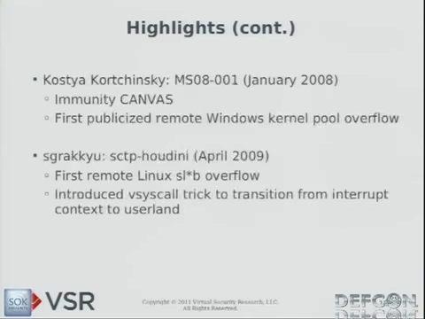Final highlights: Immunity has a Canvas exploit for MS08-001, which is a Windows IGMPv3 vulnerability. And that was a really difficult to exploit Windows kernel pool overflow that people were questioning whether it was exploitable before they announced that they had a reliable exploit. And then finally, in 2009, Scrack published an exploit for a Linux kernel vulnerability in the SCTP protocol, which is a remote Linux heap overflow. And I think one of the great contributions from this exploit is he introduced a really neat trick that leverages a 64-bit specific page mapping to easily transition from interrupt context to executing code directly in userland.